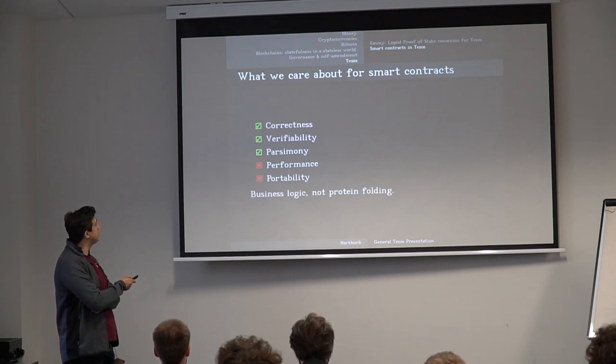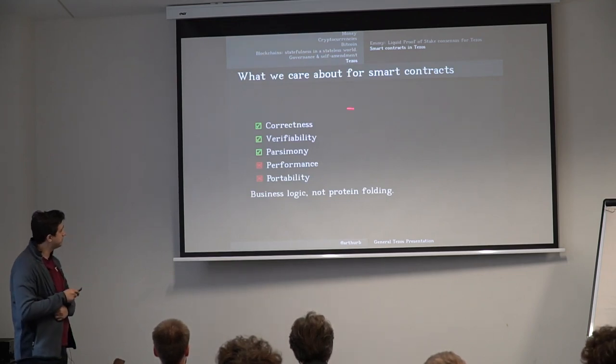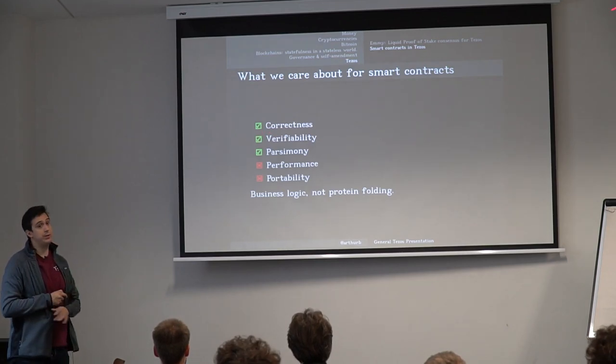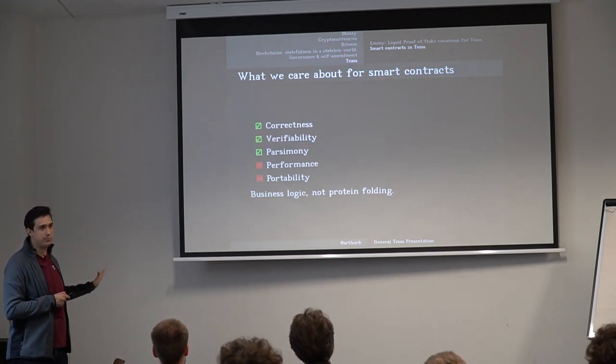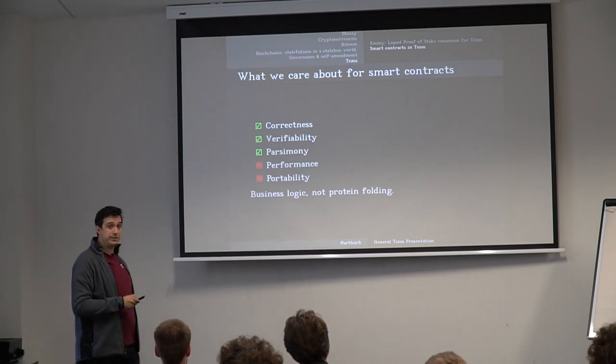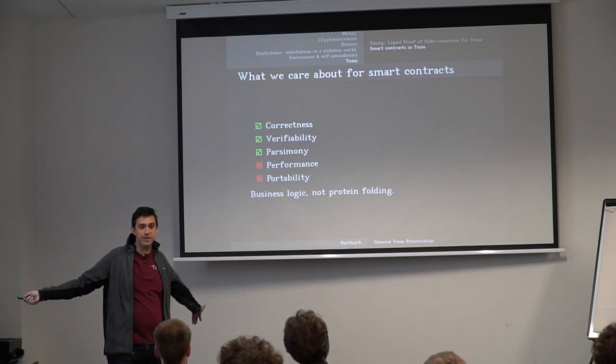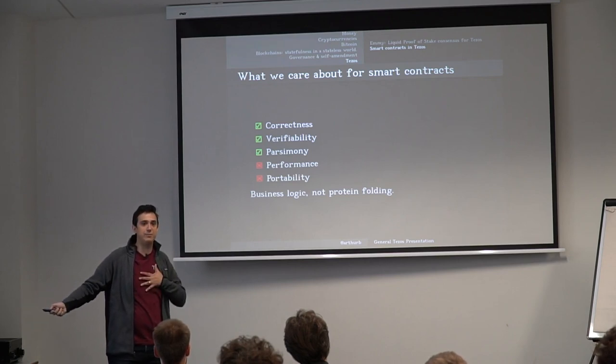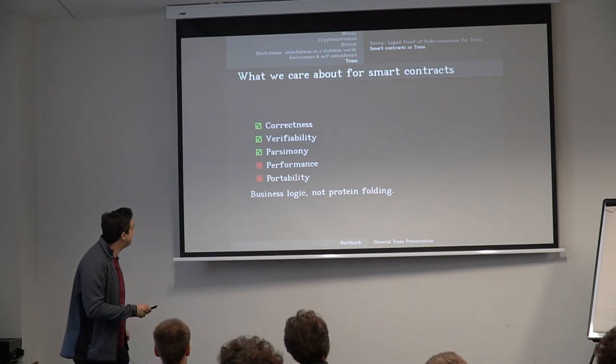And so what do we care about for smart contracts? Well, we care about correctness enormously. We don't want our smart contract to have any issue. We care about verifiability. I also care about being able to prove to everyone that my smart contract doesn't have any issue. It's not enough for me to be confident. Everyone needs to be confident.